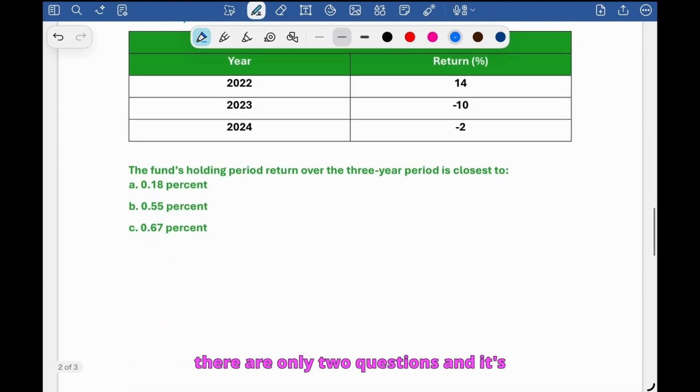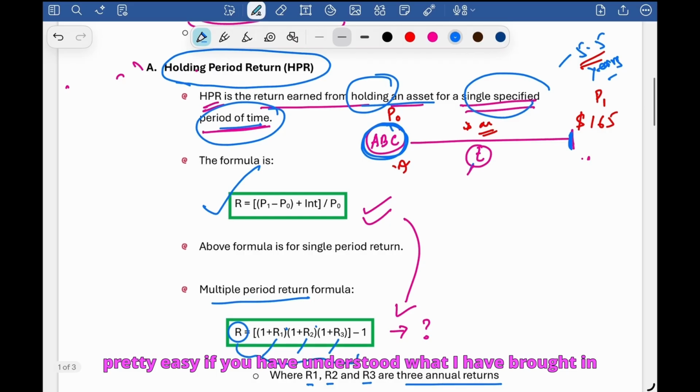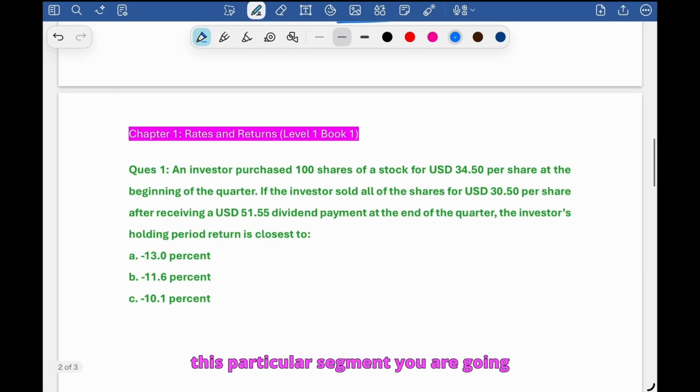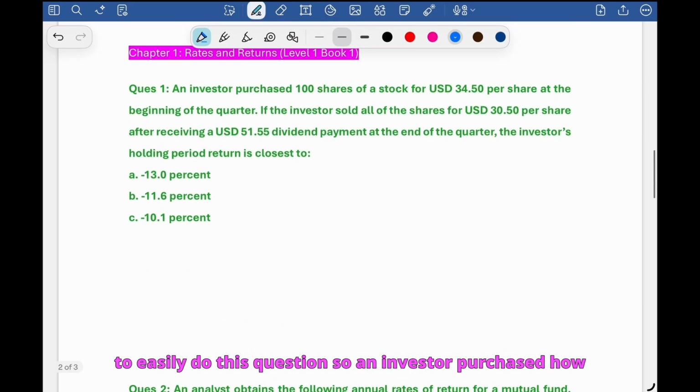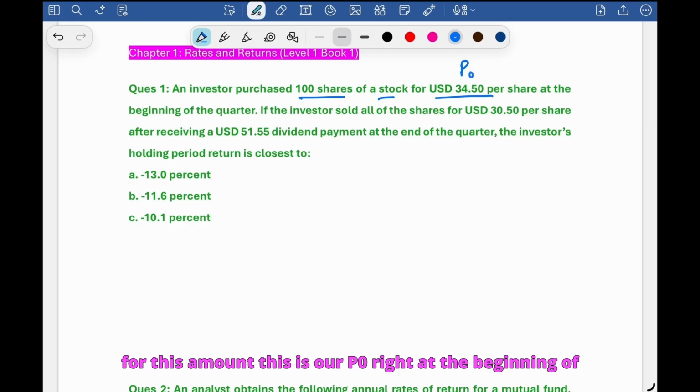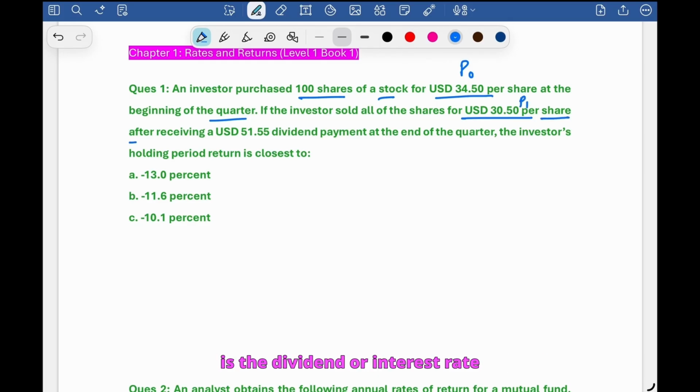There are only 2 questions and it's pretty easy. If you have understood what I have taught in this particular segment, you're going to easily do this question. An investor purchased 100 shares of stock for this amount. This is our P0, right? At the end of the quarter, the investor sold all the shares. This is P1 per share, after receiving this dividend or interest at the end of the quarter. The holding period return is?